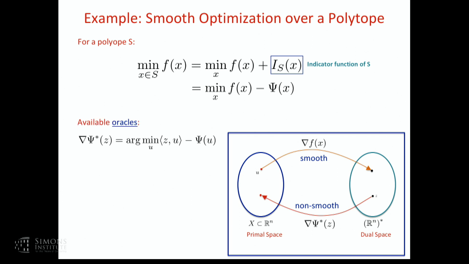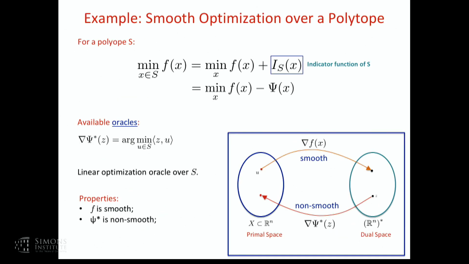And we assume that we have access to the gradient of f. What does it mean to have access to the gradient of psi star? The gradient of psi star has this definition, because this is the indicator. The gradient of psi star, the mirror map, is exactly this problem, which is just linear optimization over S. So the way the mirror map works is you give me a gradient, and I find the point that minimizes that linear function over the polytope. This is going to give rise to Frank-Wolfe methods, which we'll do next.